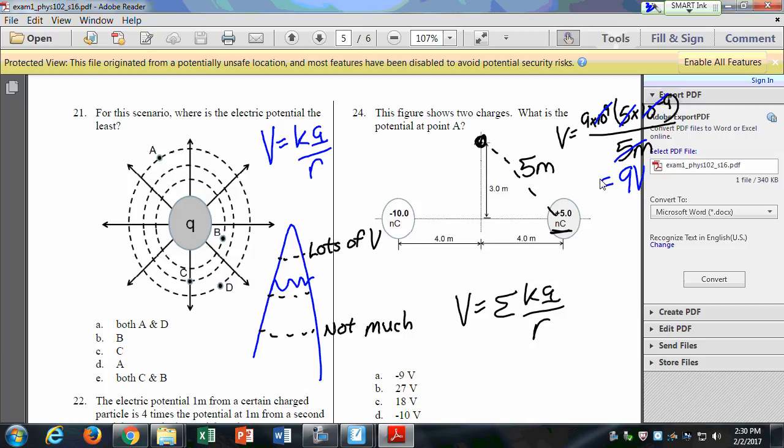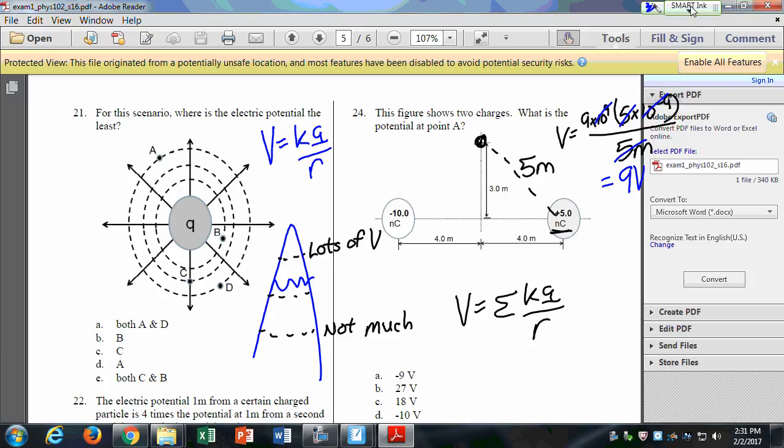Just due to that plus 5, what would be the potential due to this minus 10? What have I done to the distance? Is it the same or different? It's the same. What have I done to the charge? I've negated it, doubled it. So what's the potential going to be here? It's going to be twice this and negative, negative 18. So the total potential will be negative 18 plus 9, which is negative 9. All right?